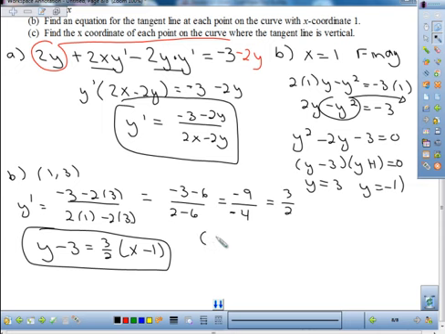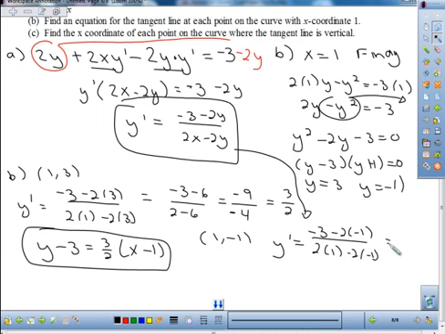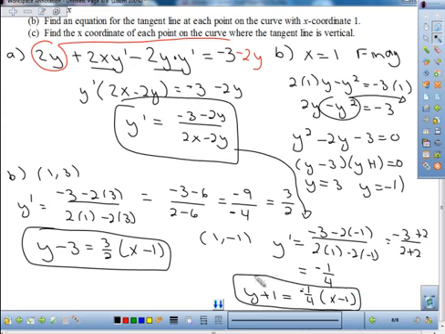The second point is going to be 1 comma negative 1. So my slope, again, I'm using this equation to find my slope. It's going to be negative 1 over 4. So the equation of the tangent line. So I have two tangent lines that are going to be tangent when x is 1.